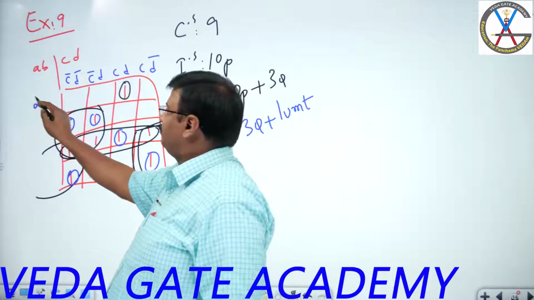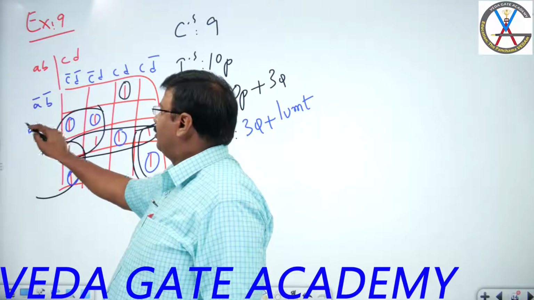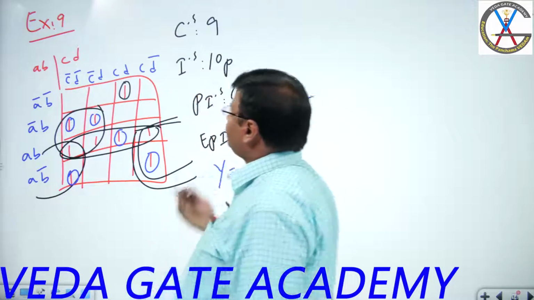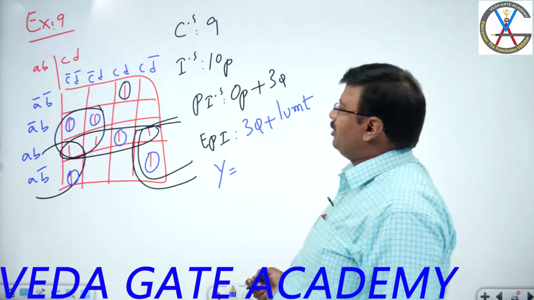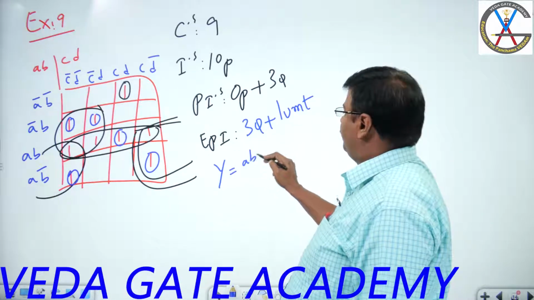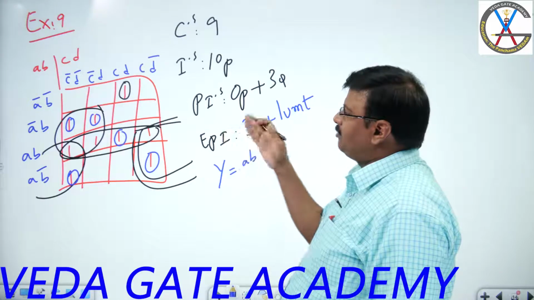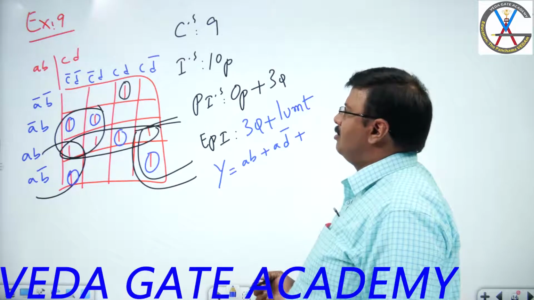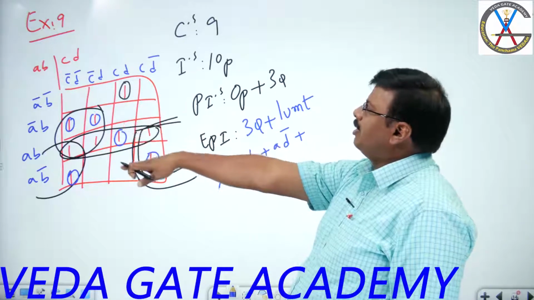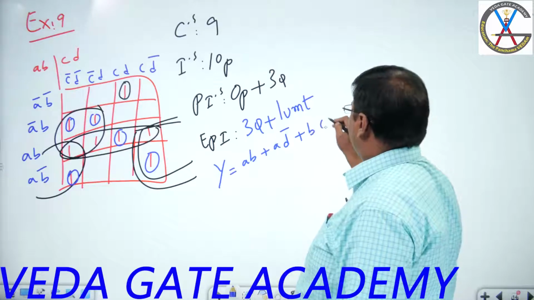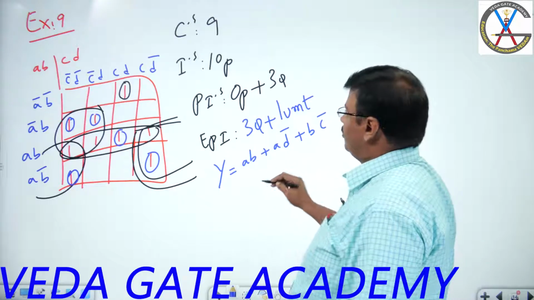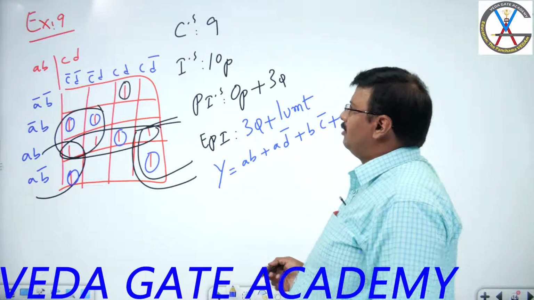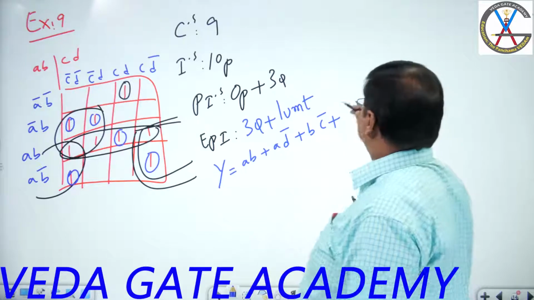A bar B bar. A bar B, A B bar. Y equal to AB, one quad, plus left and right is AD bar, plus the center quad is BC bar, plus single square left is A bar B bar C D.